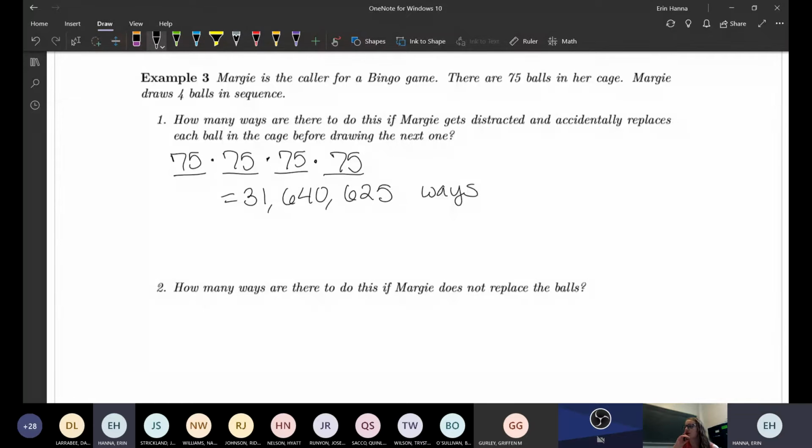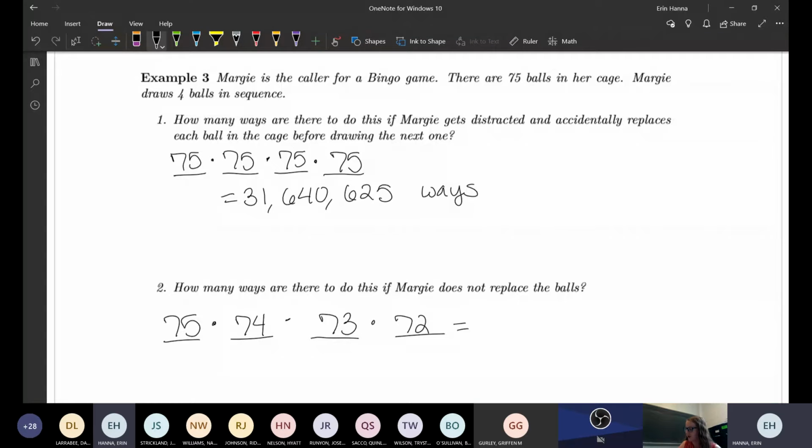But then what if we wanted to say, well, she's not distracted and she doesn't replace the balls back in? So now she starts with 75 balls, and every time she pulls one out, it stays out. So we still have 4 spaces we have to fill. So there's 75 choices for the first one, essentially 74 for the second, because she didn't replace it back in, 73 for the third, and 72 for the fourth. What am I writing? Good Lord. 72 for the fourth option.